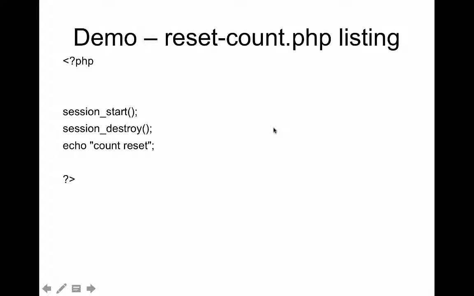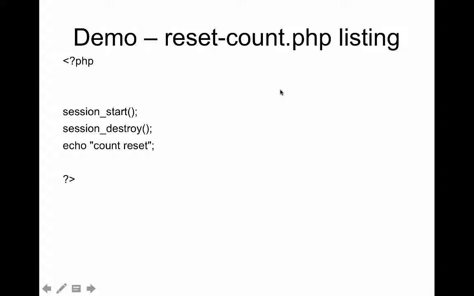But just to remember that every time you want to access the $_SESSION variable, we have to call session_start, right? And then in this case, it just destroys all the session variables. It does not just set $_SESSION['count'] to be 0. You could do that if you wanted to. Instead of having this line, you can write $_SESSION['count'] equals 0.